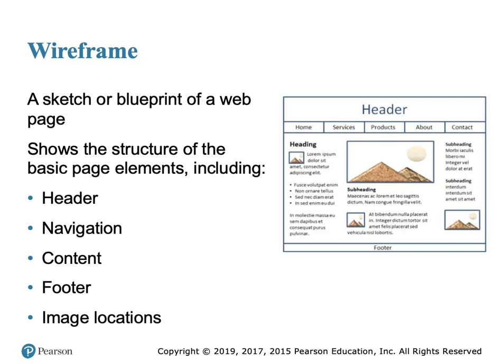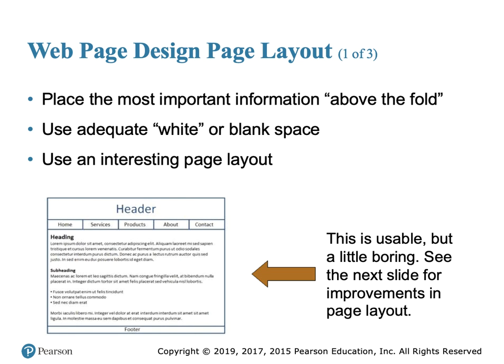One of the first steps in designing a website is the wireframe. The wireframe is a sketch or blueprint of the web page. It shows the structure of the basic page elements, including the header, navigation, content, footer, and image locations. The wireframe doesn't generally include the content, but rather it shows where the content will reside on the page.